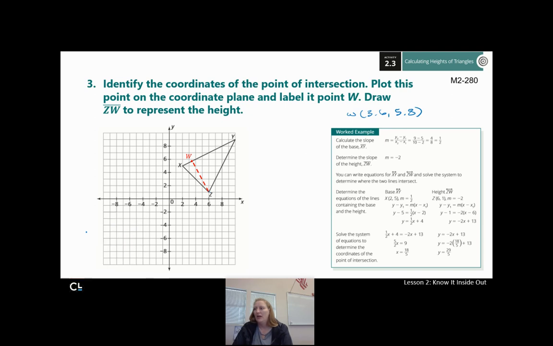All right. We have W. We can see the height now. All right, so now that you have W, here's what you're going to do. Figure out what that height is. That's your next step, all right?